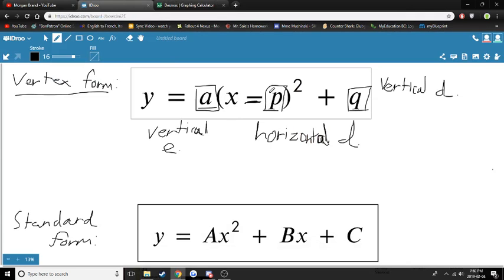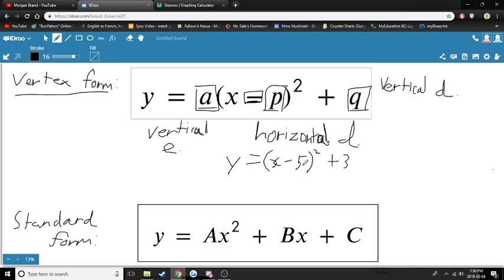So those are all the variables in the vertex form notation. What this notation is good for, as I said, is finding the vertex. So let's say we have an equation y equals, let's just put a as 1, so not put it there, x minus 5, squared, and then plus 3. Now, what you'd be expected to do is find where the vertex of this graph is, now that you have p and q, 5 and 3.